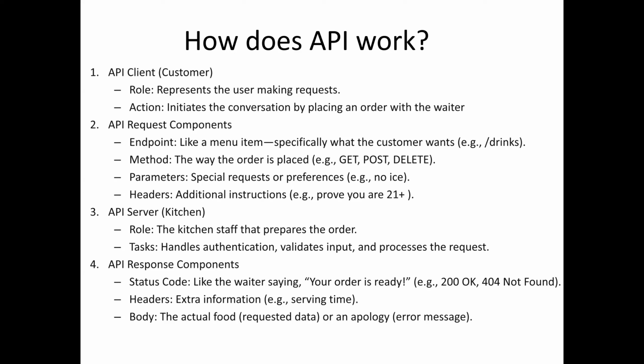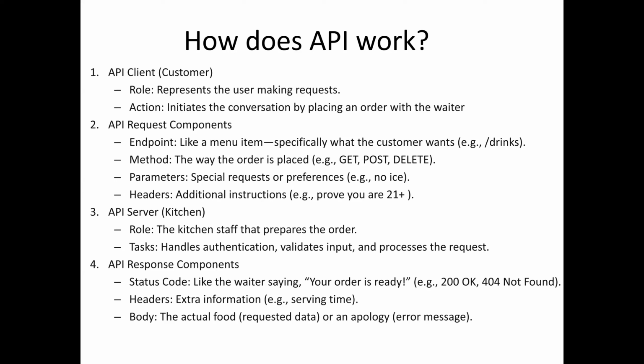And the kitchen staff being the API server, they will start to prepare your order once the waiter sends the request to them. So they will check the authentication, validate the input, and process the request. So what does that mean? It means the staff will check whether the food you want to order is available in the refrigerator. And if it is, they will get the food out and start to prepare it, and then put the food on a dish, and then give that back to the waiter.